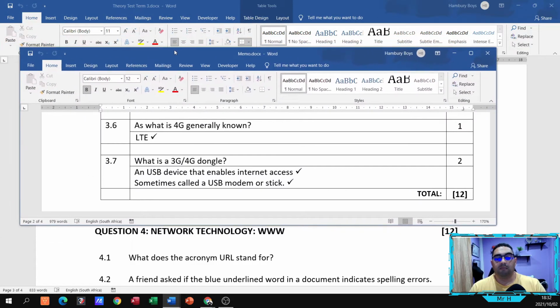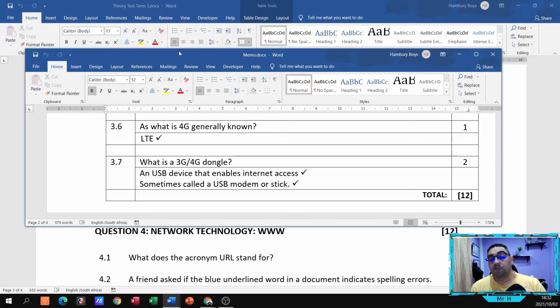Again, let me get the memo wording. Number one, for 1 mark, it's a USB device that enables you to connect to the internet. I don't know if any of you have even seen this stuff, but it looks like a little flash drive. That's what they say, sometimes called a USB modem or stick. It looks like a flash drive, plugs into your machine via USB, and it allows you then to connect to the internet using cellular technology.